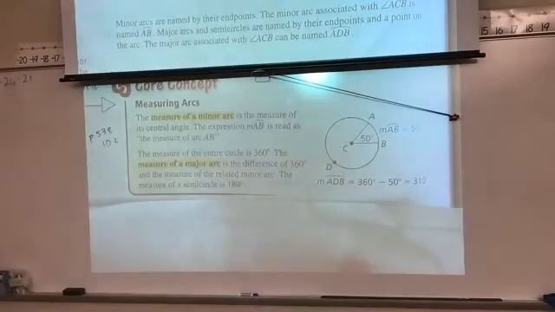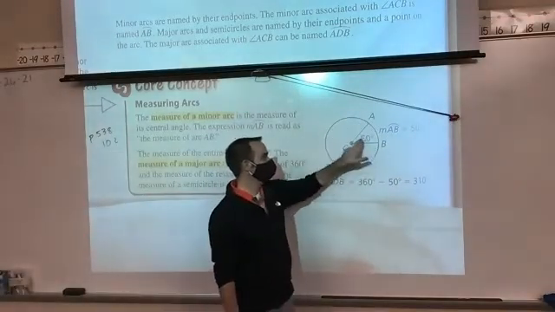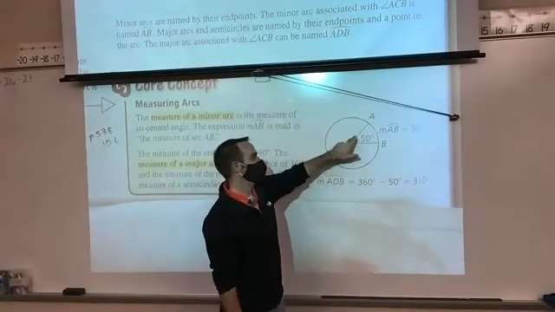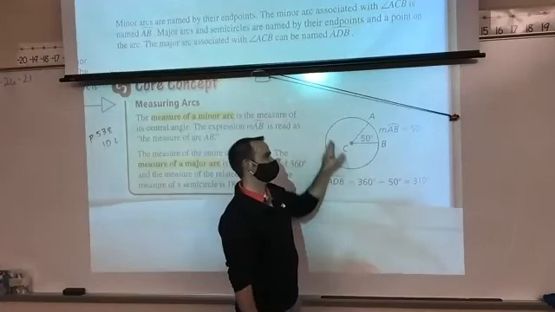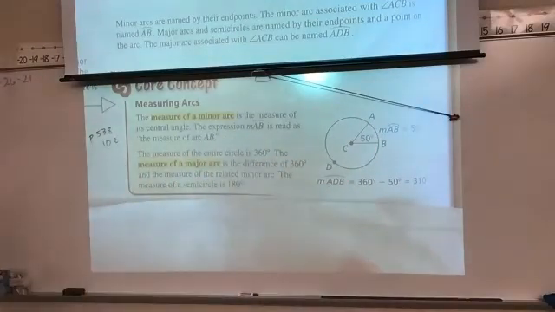And if I want to find the measure of the major arc, then I can just subtract that number of degrees from 360. If I want the major arc here, ADB, and I know this central angle is 50, subtract that from 360, I know my major arc then is going to be 310. You just know they both have to add up. The minor and the major have to add up to 360.